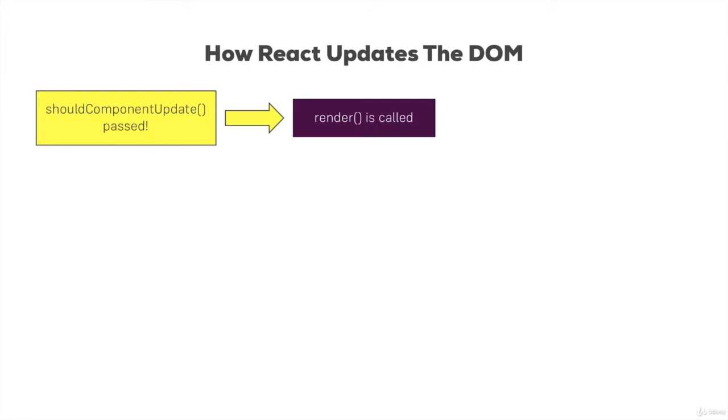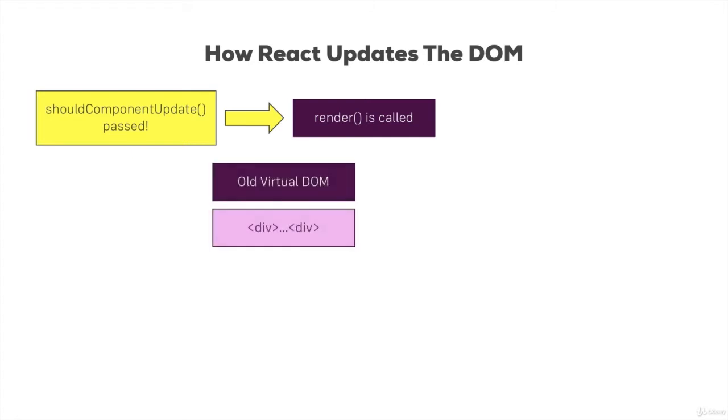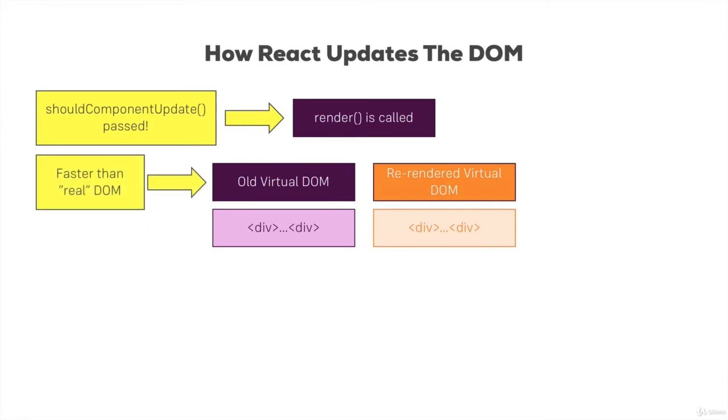Instead, it first of all does something else. It compares virtual DOMs. It has an old virtual DOM and a re-rendered or future virtual DOM. React takes this virtual DOM approach because it's faster than the real DOM. Now, a virtual DOM simply is a DOM representation in JavaScript. You can of course represent all HTML and therefore DOM elements and objects in pure JavaScript, so without rendering anything to the browser. And this is what happens here.